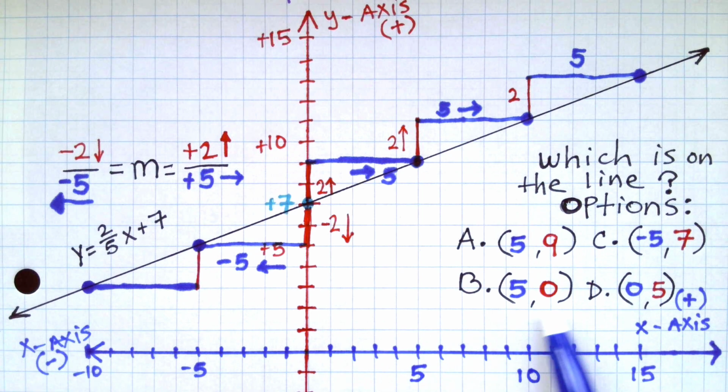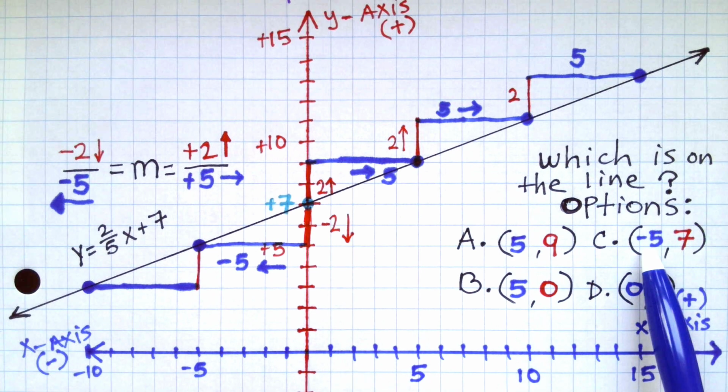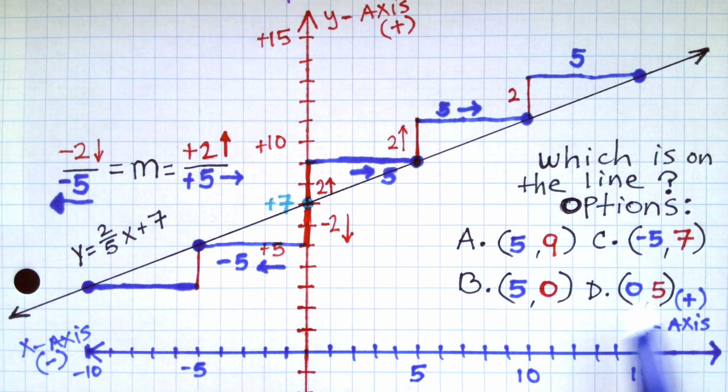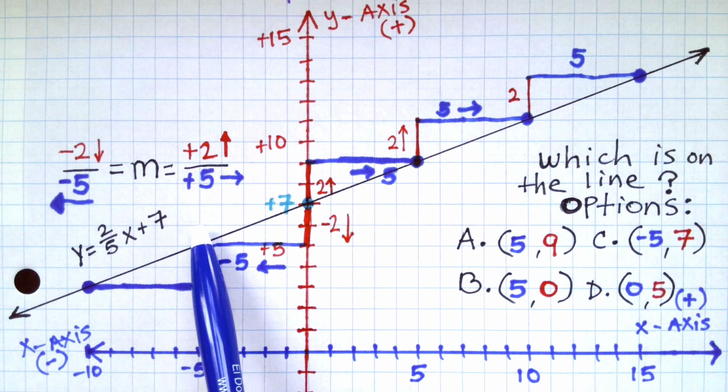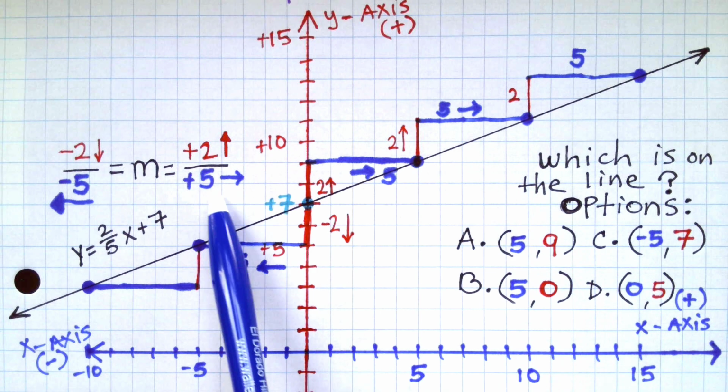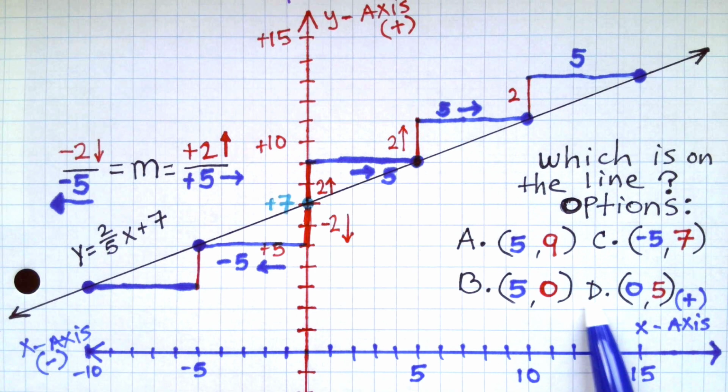So B, x is 5, y is 0. I start at 0, 0. I go over 1, 2, 3, 4, 5 on the x. I go 0 on the y, so I stay right here. Is this ordered pair a plot point? Is it on the line? No. C, negative 5 for x, positive 7 for y. So starting here at 0, 0, I'll go over 1, 2, 3, 4, 5 negative on the x-axis. I'm going to go positive 7 on the y. 1, 2, 3, 4, 5, 6, 7. This is the plot point here. Is this on the line? No.